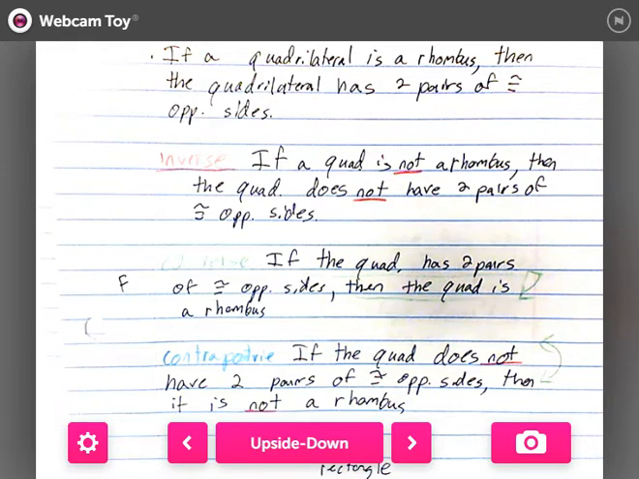Okay, so inverse means adding not. Converse means flipping it. And contrapositive means both.